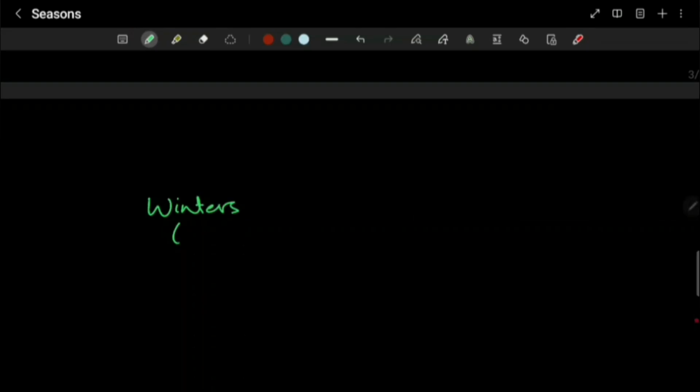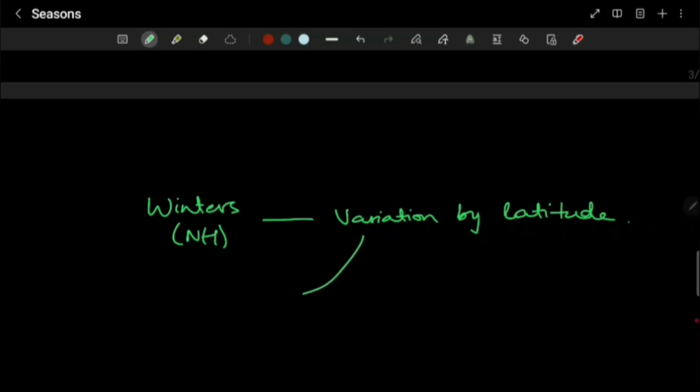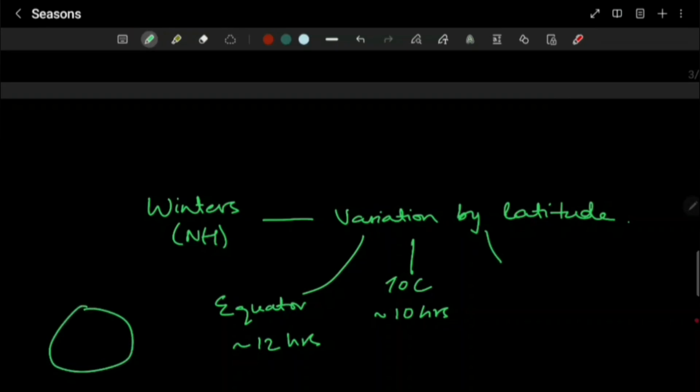Winters in the northern hemisphere, variation by latitude. Can you guess what is going to happen here? The equator will receive around 12 hours of daylight. The Tropic of Cancer will receive around 10 hours of daylight. Now it is decreasing. Earlier it was increasing in the northern hemisphere. Sorry, Tropic of Cancer, not Capricorn.